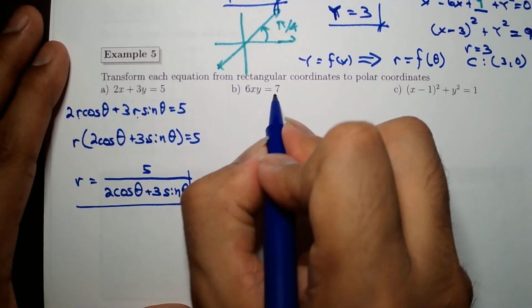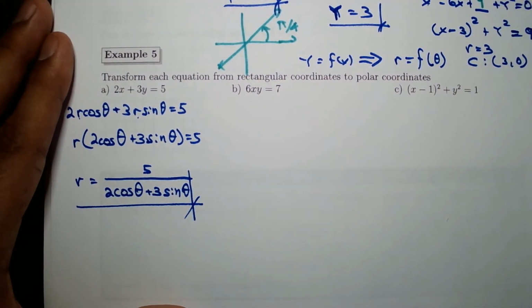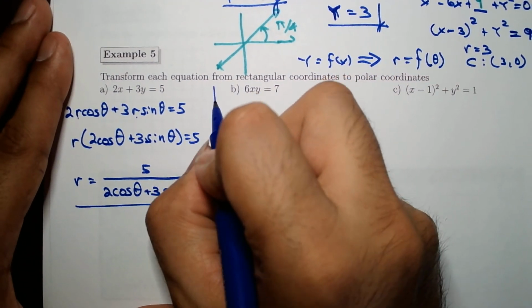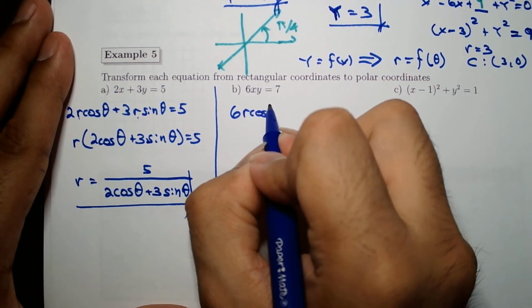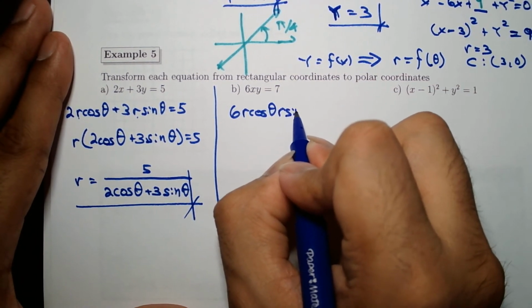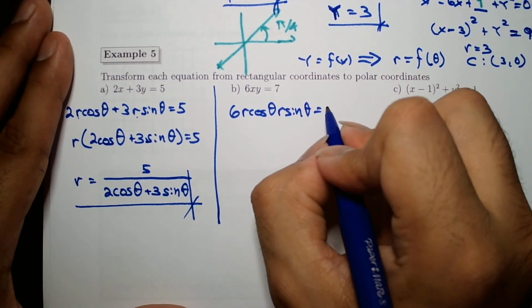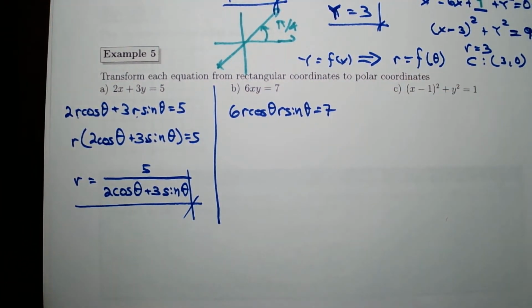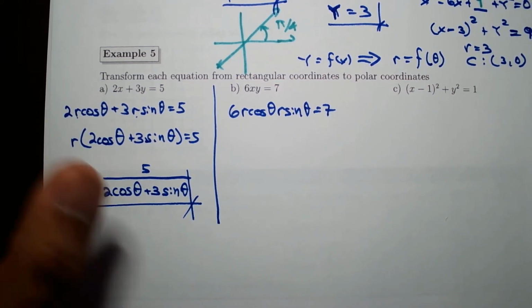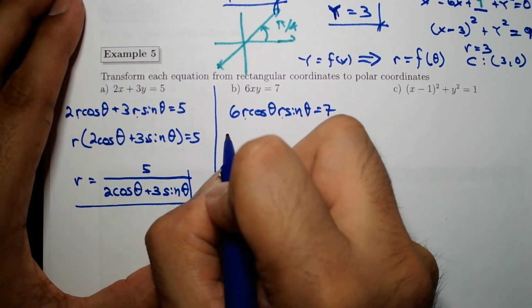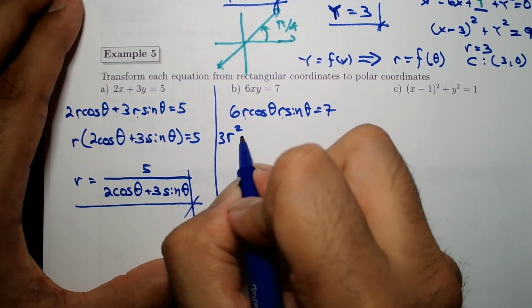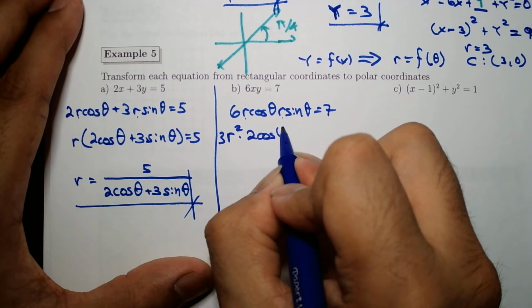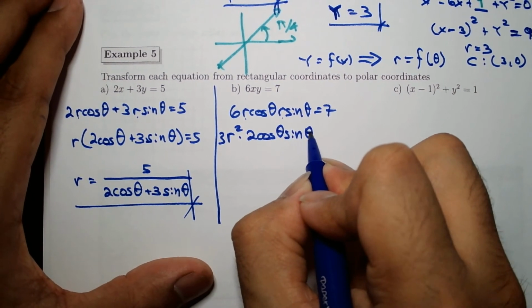So 6xy equals 7. So 6 times x, which is r cos theta, times y, which is r sine theta, equals 7. We're essentially done with this equation, but we can simplify a bit further. Number one, r times r is r squared. And I'm going to factor out the number 6 as 3 times 2 cosine theta sine theta.